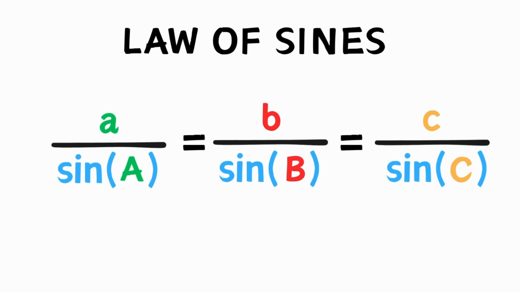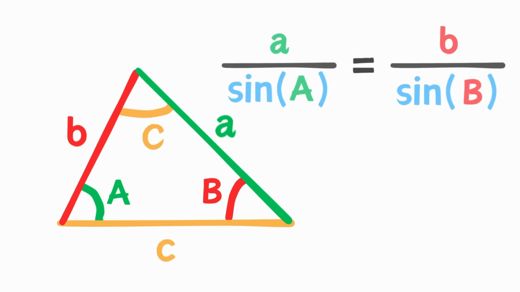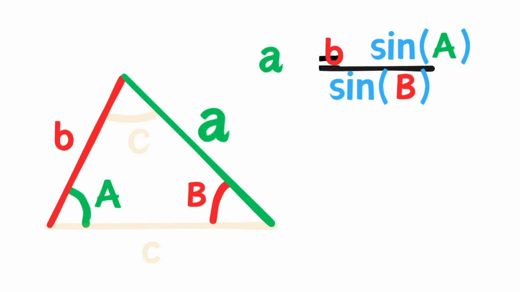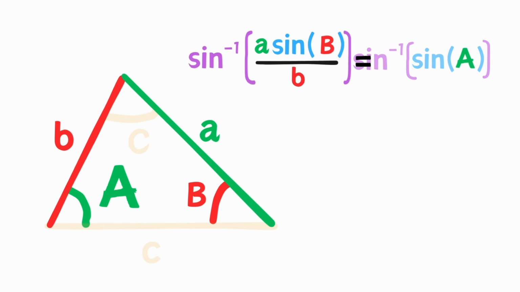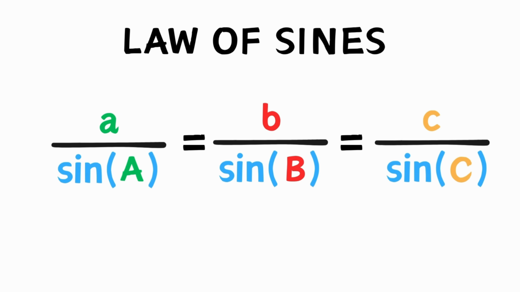This is the law of sines, a very useful formula that we can use to find unknown triangle sides or angles. But how do we know that it works? And how do we prove it?